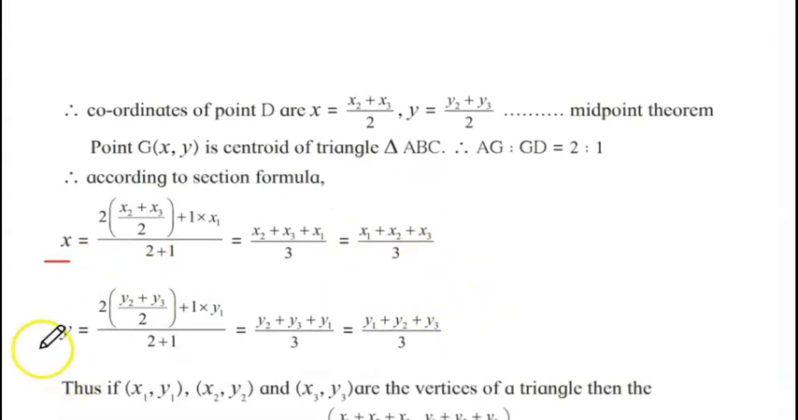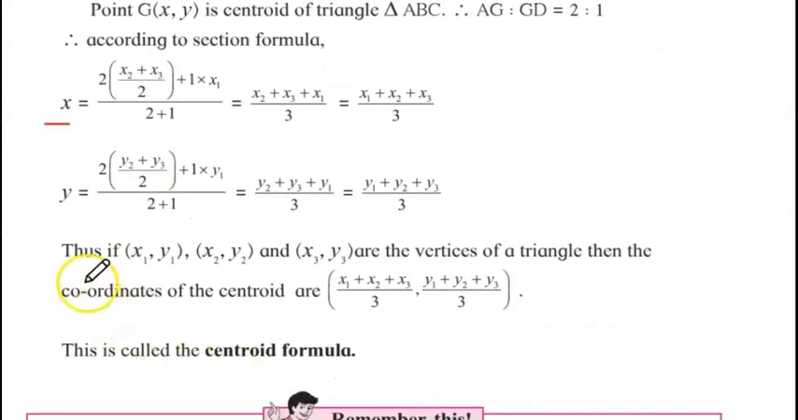Similarly for the y. Okay, 2 into (y2 + y3)/2 plus 1 into y1. Again 2 will get cancelled. You will get (y2 + y3 + y1)/3, which means (y1 + y2 + y3)/3. Okay, this is the y coordinate of G.